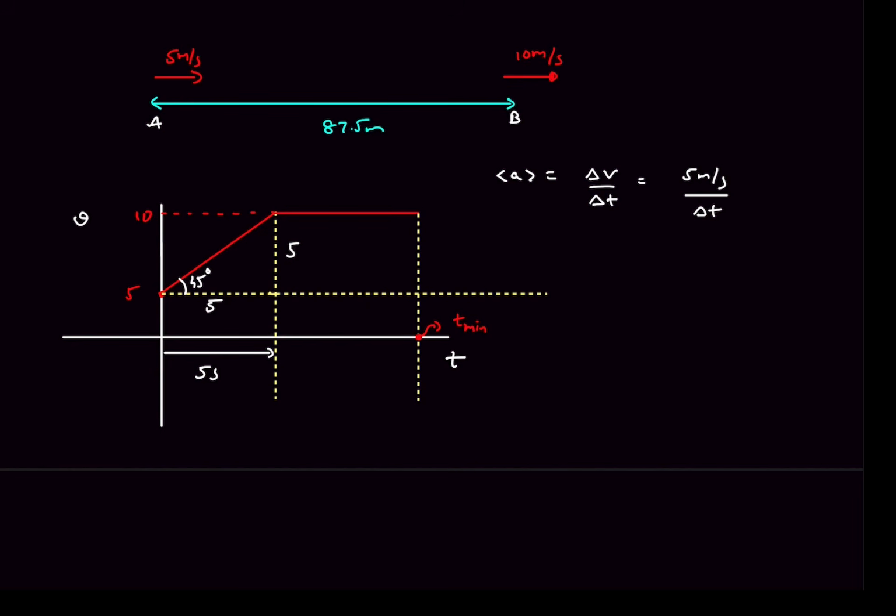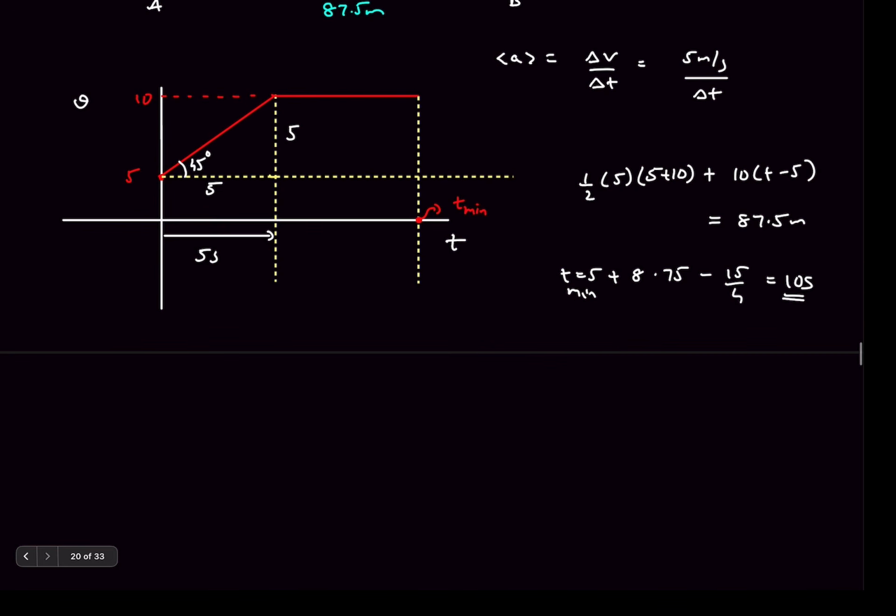Now all we have to do is make sure that the area under the curve is equal to 87.5 meters, because the area under the v-t curve is the distance, or the displacement. This is actually a half trapezium, so the area is going to be half times the height, which is 5 seconds, times the sum of parallel sides, which is 5 plus 10. And this would be a rectangle whose base is t minus 5 and the height is 10. This should be equal to 87.5 meters, and after solving it comes out to be 10 seconds. So the t minimum comes out to be 10 seconds.